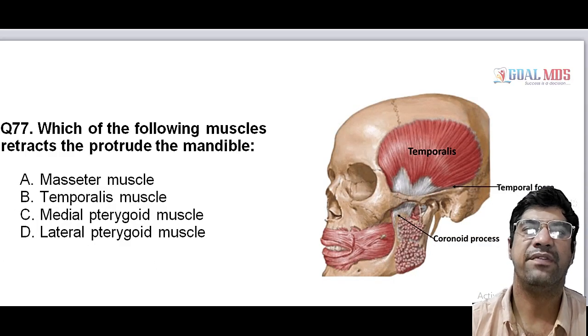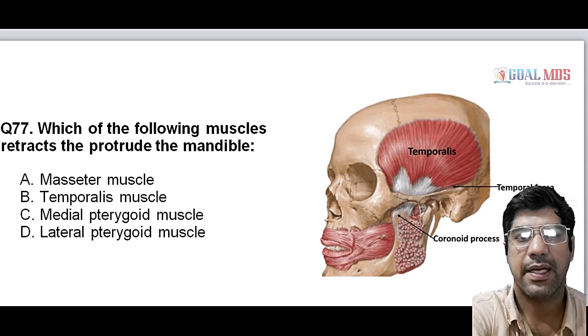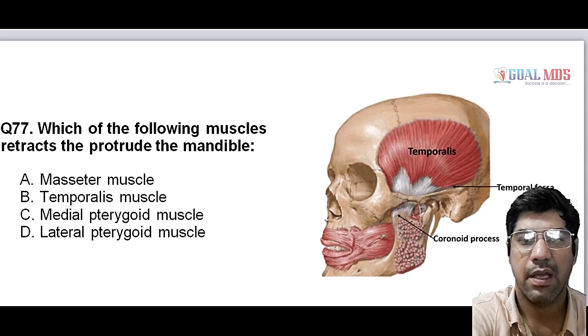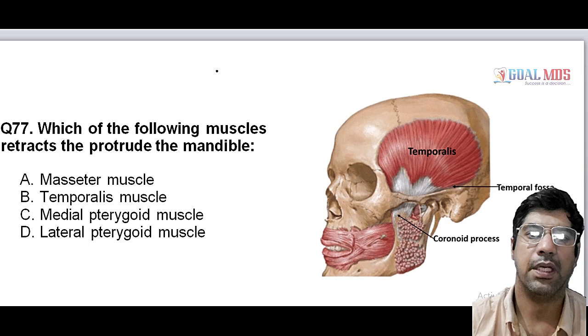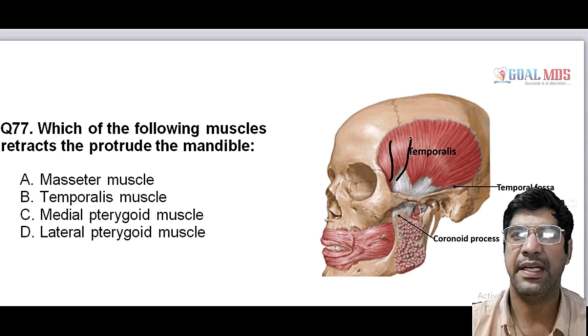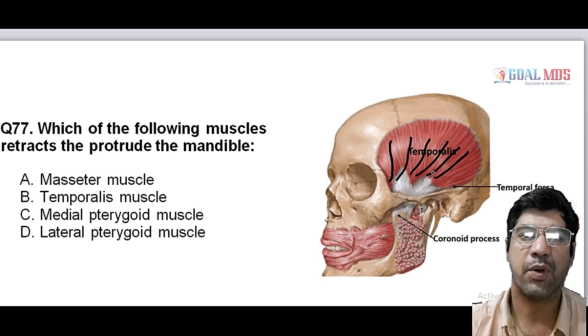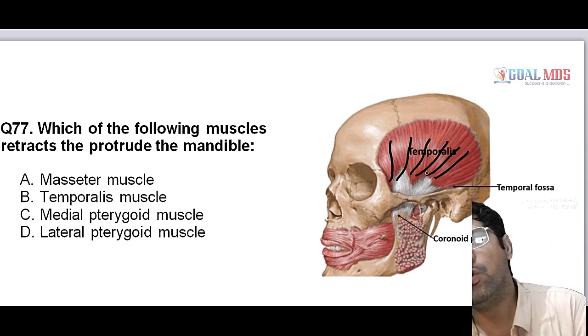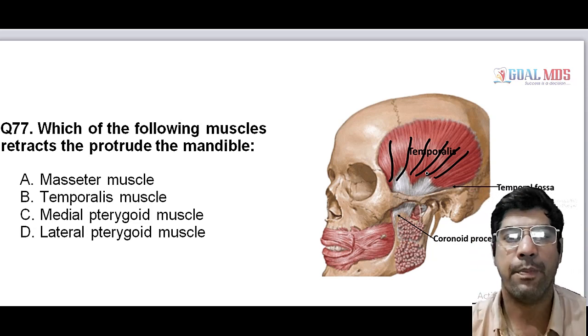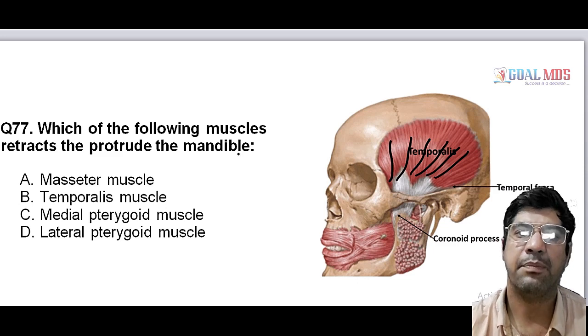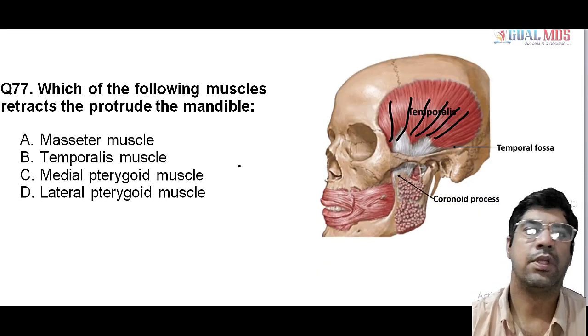Moving to the next question, which of the following muscles retract the protruded mandible? Well, it's the temporalis muscle. This temporalis muscle, remember, is a powerful muscle. The posterior fibers of temporalis are responsible for retracting the protruded mandible. So they will help to pull the lower jaw back toward its resting position.